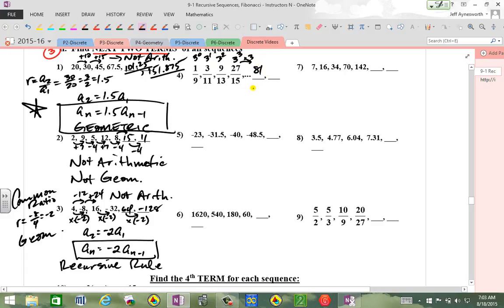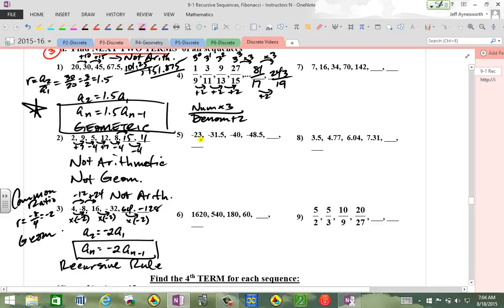So 81 up top. Down below I see plus 2, plus 2, plus 2. So numerator times 3, denominator add 2. There's my pattern. It's neither arithmetic nor geometric. And I get 81/17. Then I multiply by 3 again up top, and I get 243. Add 2 below, and I get 19. So 243/19. Okay, so I got my last two terms. But that's neither arithmetic nor geometric. It's just a crazy pattern.